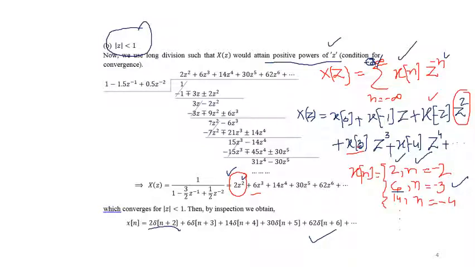Once you find a few terms, you can just expand the power series. This method we call power series expansion, and you simply compare the coefficients. For example, Z to the 4 has a coefficient of 14, so that means this is x of minus 4, so x of minus 4 has the value 14, and so on.